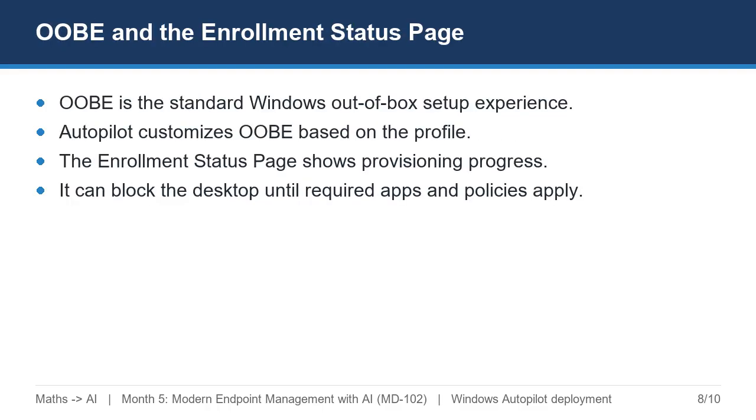When the device first boots, the user sees the out-of-box experience, or OOBE, the familiar Windows setup screens. Autopilot tailors those screens based on the profile, then hands off to the Enrollment Status Page, the ESP. The ESP shows provisioning progress and, importantly, it can block the user from reaching the desktop until your required apps, certificates, and policies are installed. That stops people from starting work on a half-built machine.